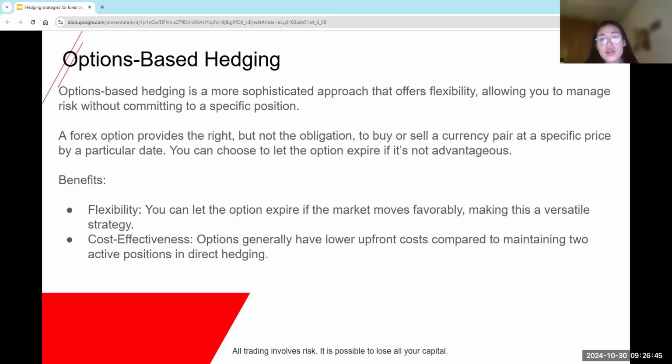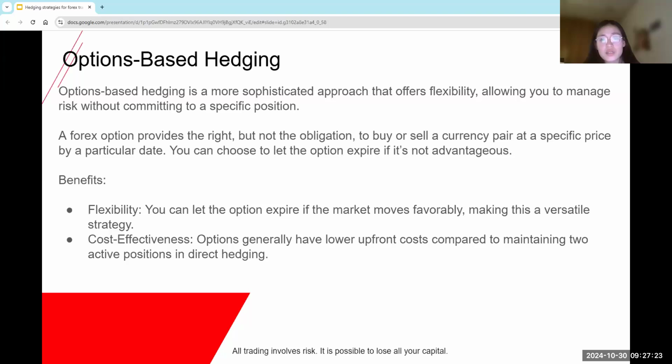Cost effectiveness as well: options generally have lower upfront costs compared to maintaining two active positions in direct hedging. An example of this: imagine you are going long on the euro dollar and you're expecting a rise. However, you are concerned about a potential drop. So you buy a put option on euro dollar. If the euro dollar indeed falls, the option gains value, offsetting losses on your primary position.